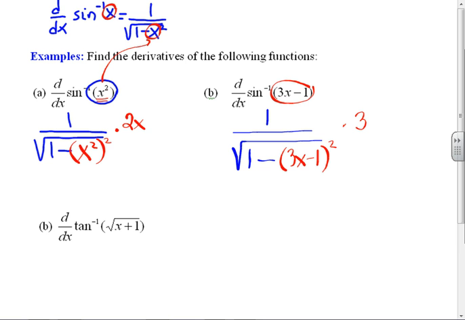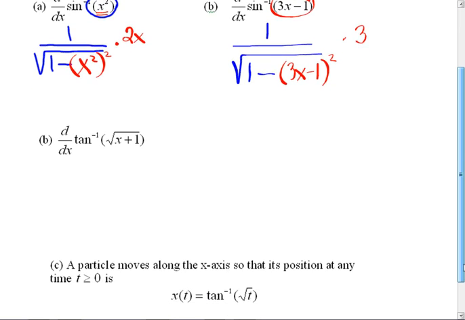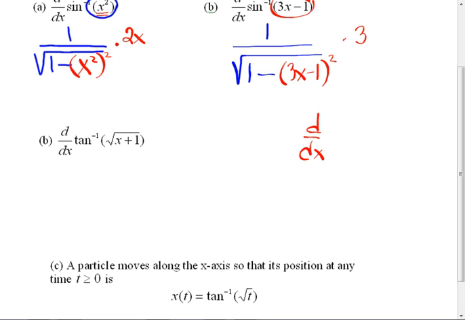Yeah, it's a matter of memorizing these and then remembering to apply the chain rule. Now, do you remember what the derivative with respect to x of the inverse tangent is? That's my favorite. 1 over 1 plus x squared. That's not bad. I like that better than the ones with the square roots.